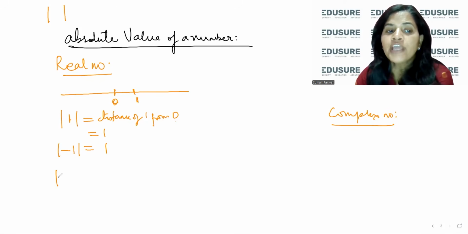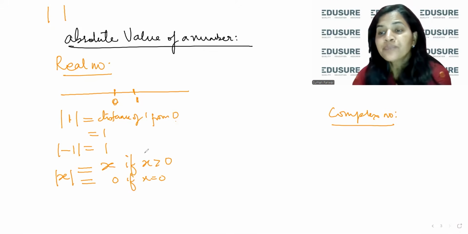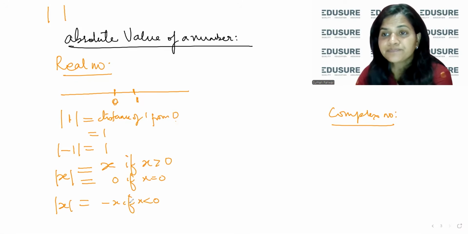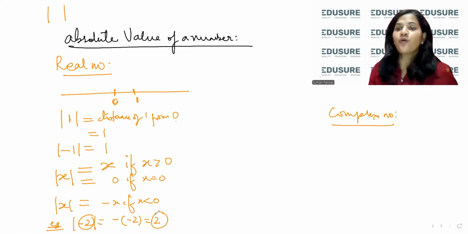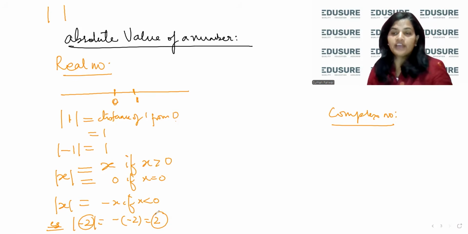So in fact, if you take x to be a real number, the absolute value of x will be x if x is positive. The absolute value of x is 0 if x is 0, because the distance of 0 from itself will be 0. The absolute value of x will be minus x if x is negative. Obviously, because the absolute value of minus 2, where minus 2 is a negative number, I multiply it with a negative sign to get plus 2, because absolute value indicates distance and distance can either be 0 or positive. It can never be negative. So that is the concept of absolute value of a real number.